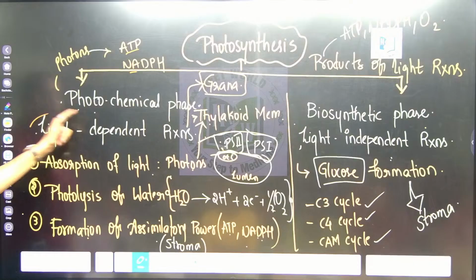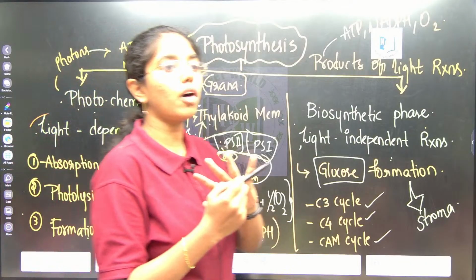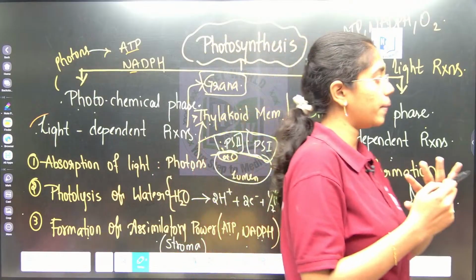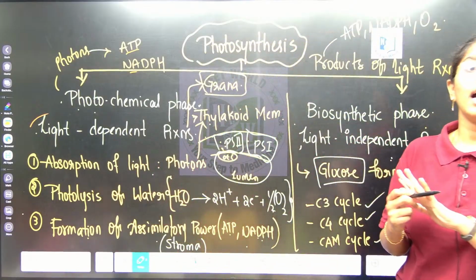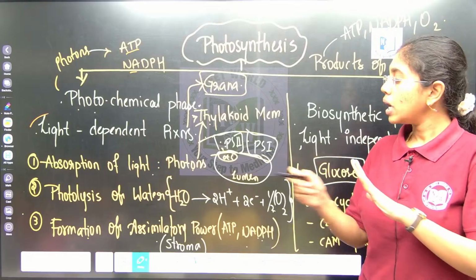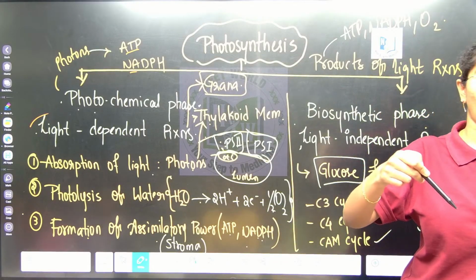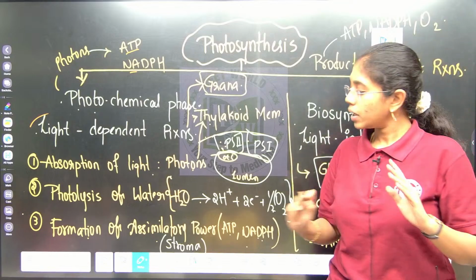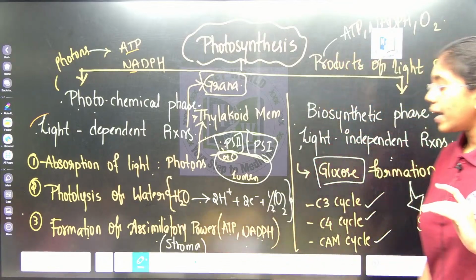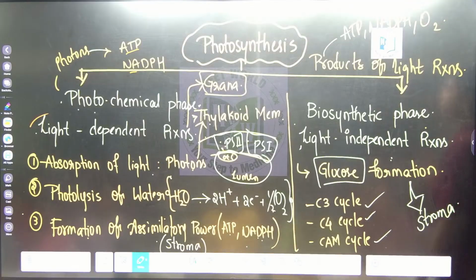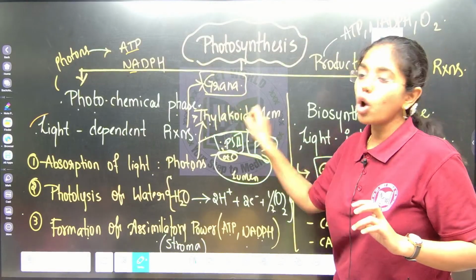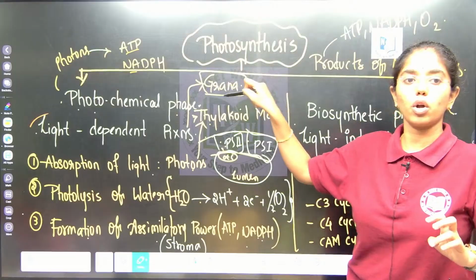Light dependent reactions include three major reactions. First is absorption of light in the form of photons. Where does this happen? Inside grana, inside the thylakoid membrane. Second, photolysis of water, on the inner membrane of thylakoid towards the lumen. Third, formation of ATP and NADPH in stroma. Where do the light reactions take place? Whole and sole in the grana of the chloroplast.